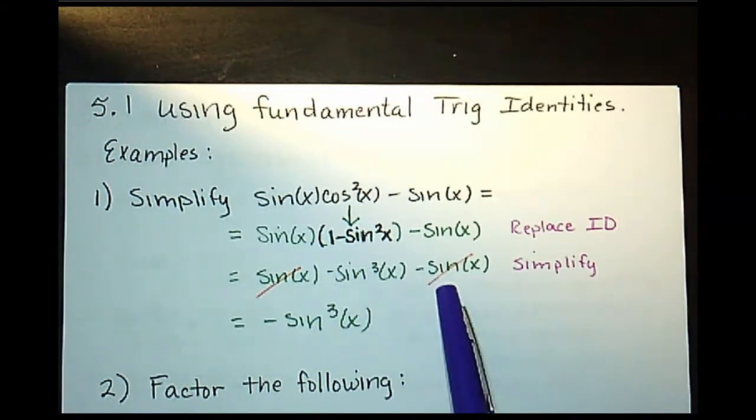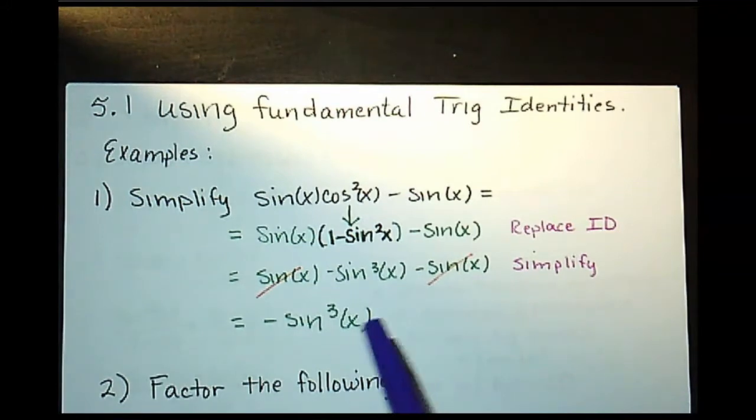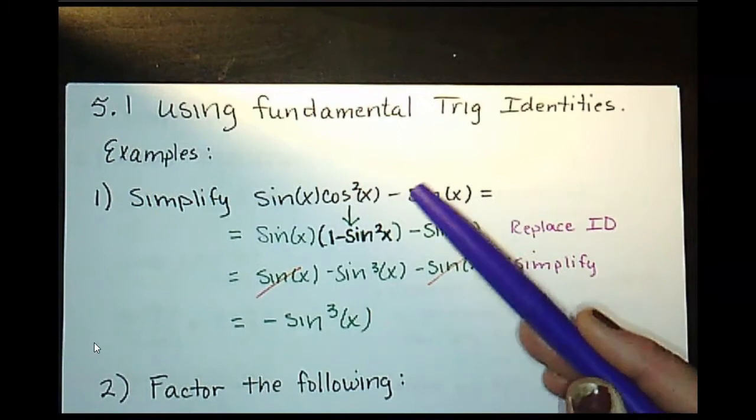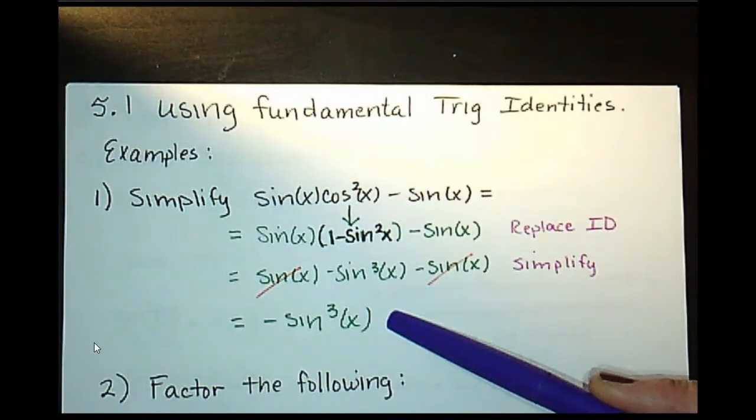So these two things are going to cancel, and I'm left with negative sine cubed x, and that's my final answer. Notice the way I have my work set up. When I get down to the bottom, it's very clear in my work what my answer is. No one should have to hunt for it. No one should have to go looking sideways across your paper for it. Everything should be nice and neatly organized.